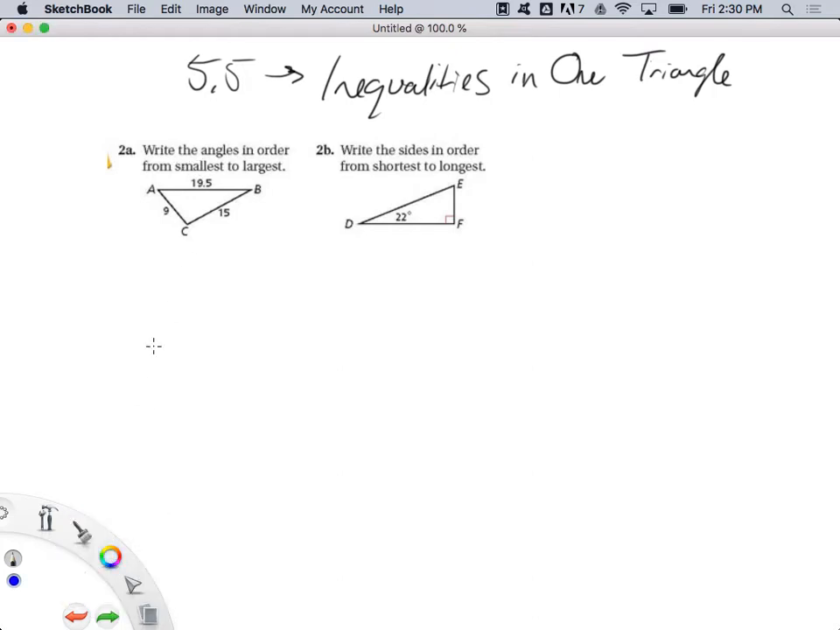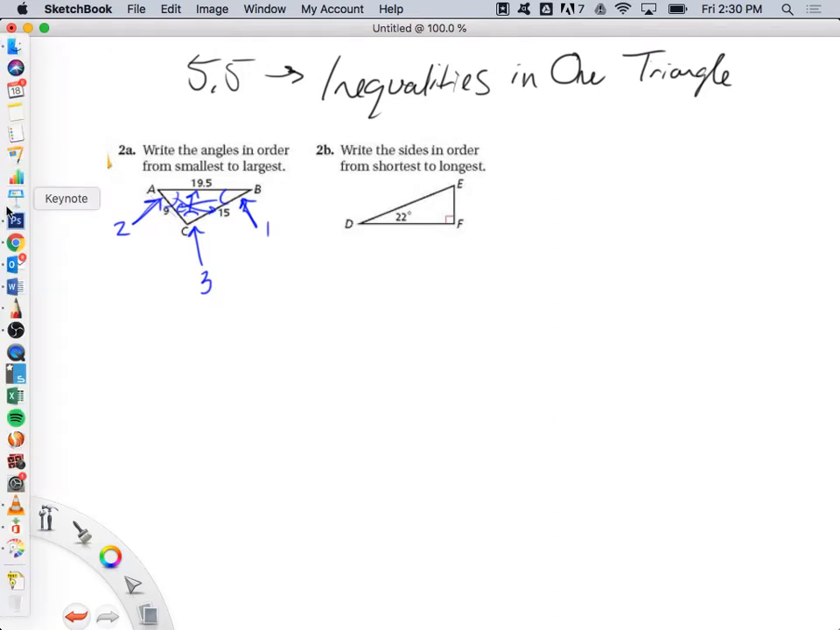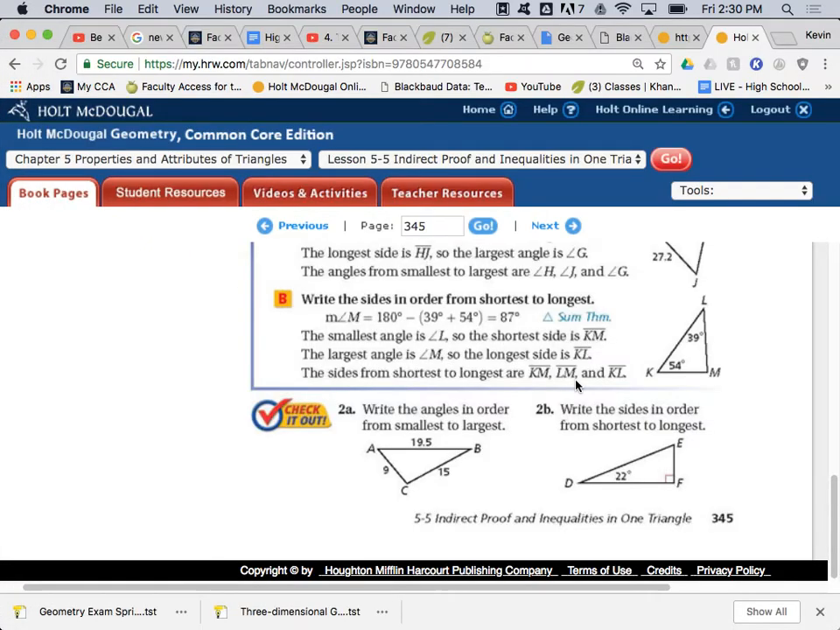Okay? So how do I know which one is opposite? Well, that angle is opposite that side, that angle is opposite that side, and that angle is opposite that side. So this is clearly the smallest side, so this is the smallest angle, number 1. Medium, number 2, and this is the largest side, so that's the largest angle, number 3. You see? That's what triangle inequalities are. One triangle inequality. Now, next.